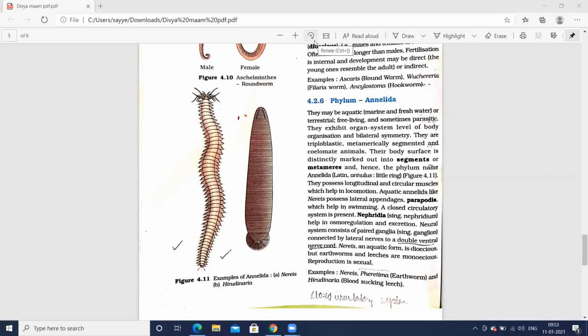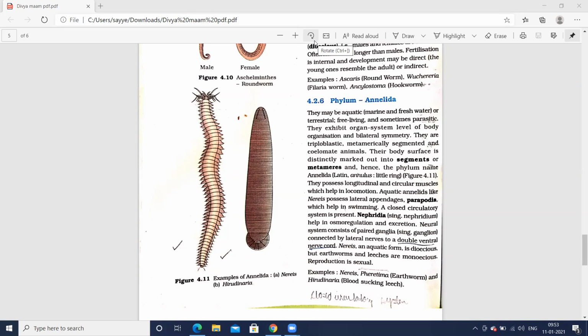So we have done three phyla very quickly. The first one was Platyhelminthes, also commonly called as? Flatworms. The second one was Aschelminthes, commonly called as? Roundworms. The third one we did was, okay.